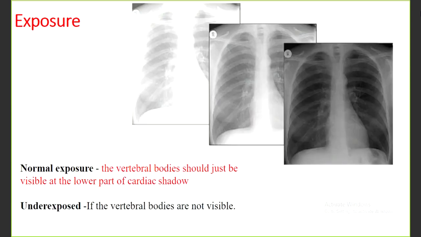It is also important that the exposure of the X-ray is optimal. Now, I'd say that an exposure is normal if the vertebral bodies are just visible at the lower part of the cardiac shadow.